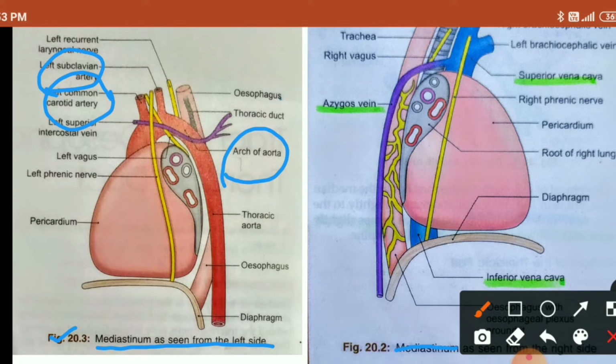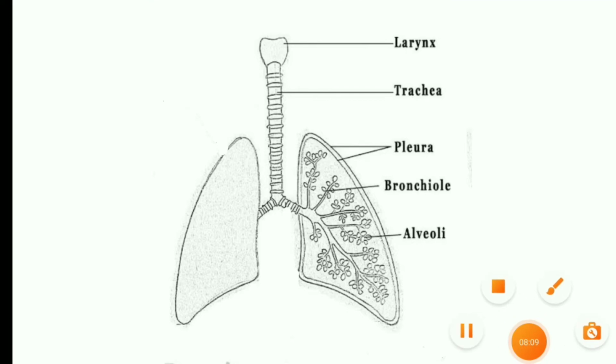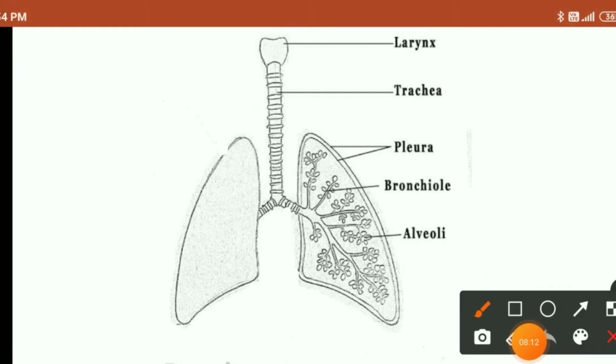Okay, now we come to the structures related to the right side of trachea. Basically, you see that azygos vein is a very important structure present on the right side of trachea. So in this very simplified diagram, I'm going to draw the structures. First, the structures present on the left side of trachea. So what are they? Yes, I have already discussed.